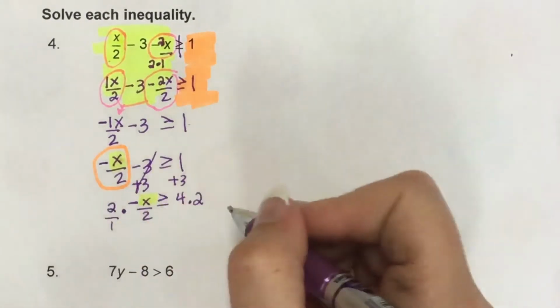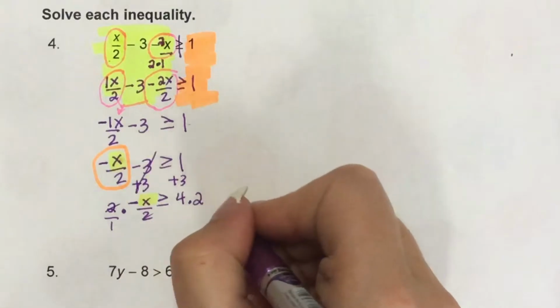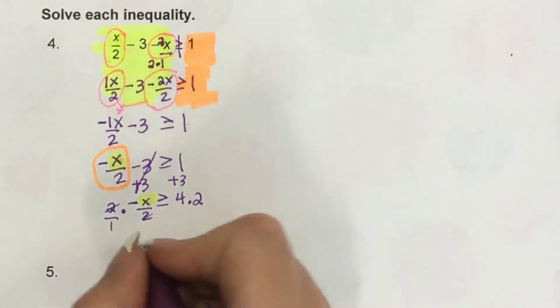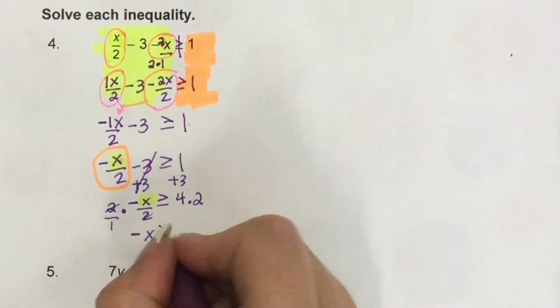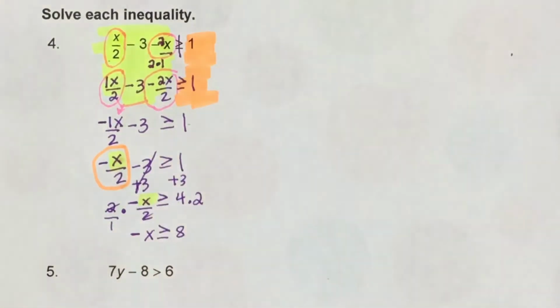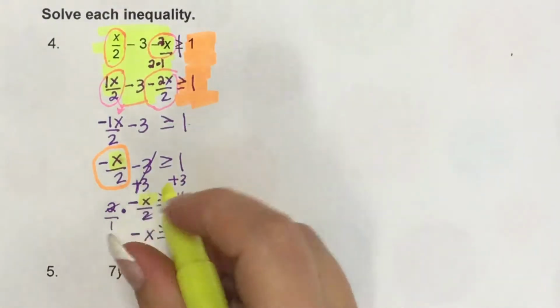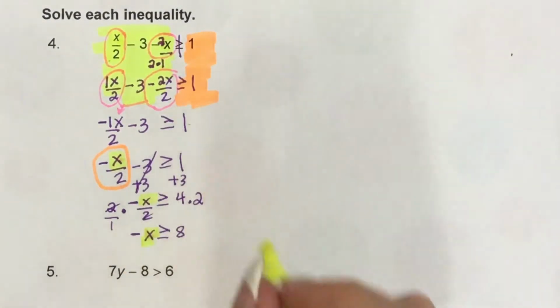So when I do that, these 2's cancel out. That becomes 1, and I have just negative x is greater than or equal to 4 times 2, which is 8. Now, my question for you is, is x by itself on this side of the inequality? The answer is no. A negative x is not the same thing as a positive x. When you determine what x is, x has to be positive. Well, right now x is negative.